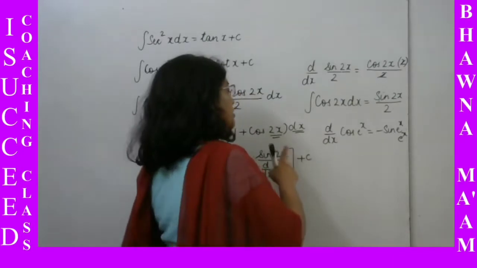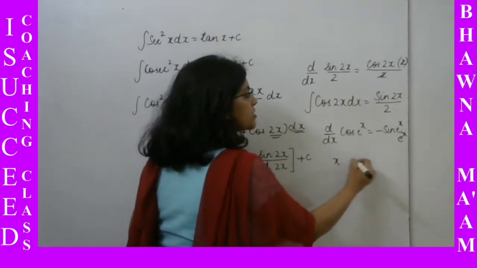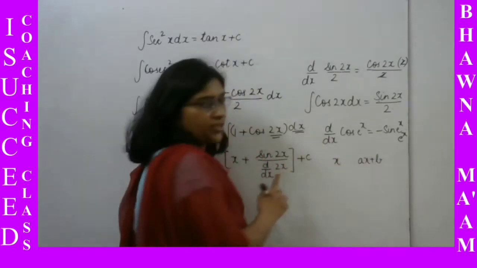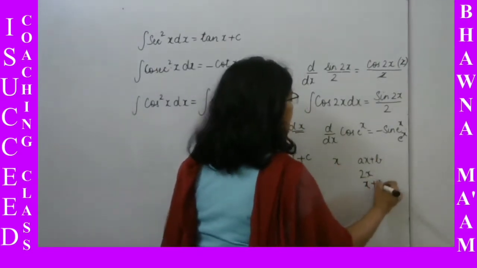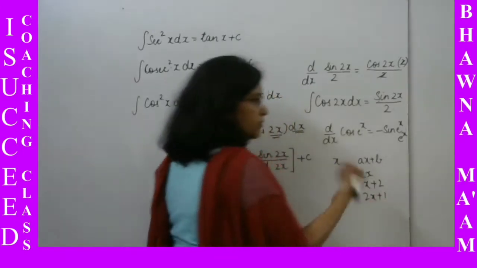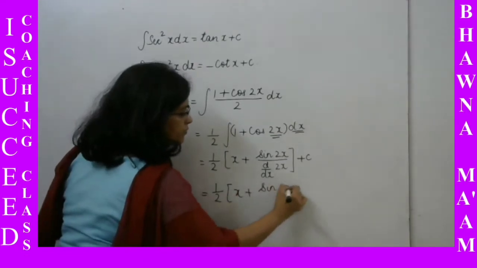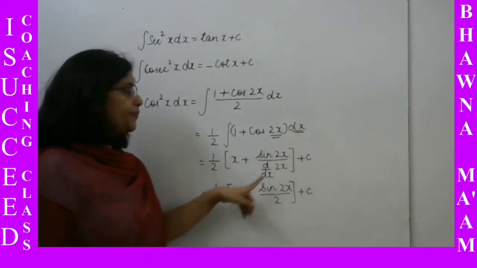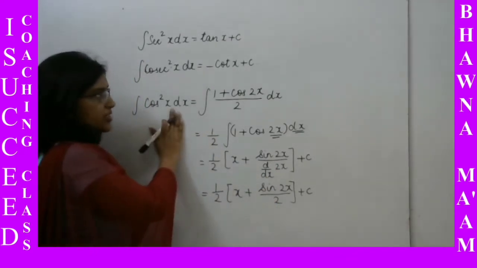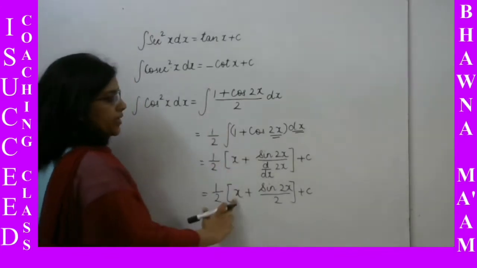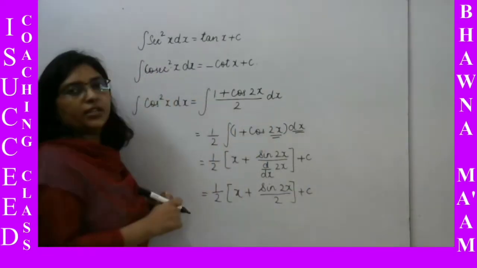But in integration, the chain rule can only be applied for instead of x, you can have ax plus b, nothing more than that. So, like you can have instead of x, you can have 2x, you can have x plus 2, you can have 2x plus 1, x minus 1, whatever. Any linear forms is allowed. So we differentiated 2x in the denominator, which is 2. And that's why integration of cos square x after applying the formula will be half of x plus sin 2x by 2, and obviously the integrating constant.